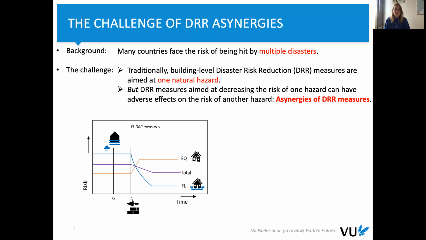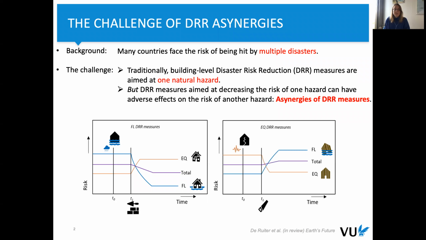An example is that of houses along the California coast that are often built on stilts to prevent them from flooding. However, building on stilts also makes them a lot more prone to damage from earthquakes. So DRR measures aimed at reducing the risk of one hazard can have an adverse effect on the risk of another hazard and maybe even increase the total risk, as depicted here in the figure by the purple line, both on the left and on the right panel. What you see on the left is that the total risk decreases when a flood DRR measure is implemented, while on the right, the total risk increases with the implementation of an earthquake DRR measure.